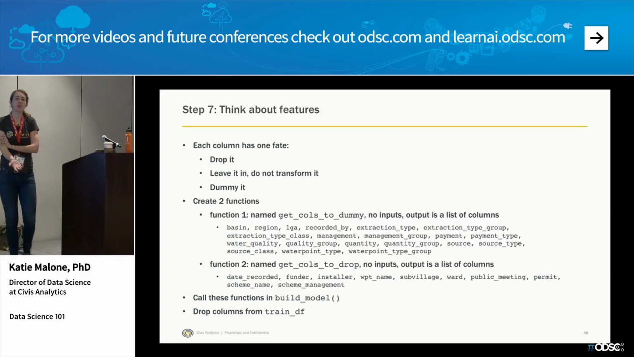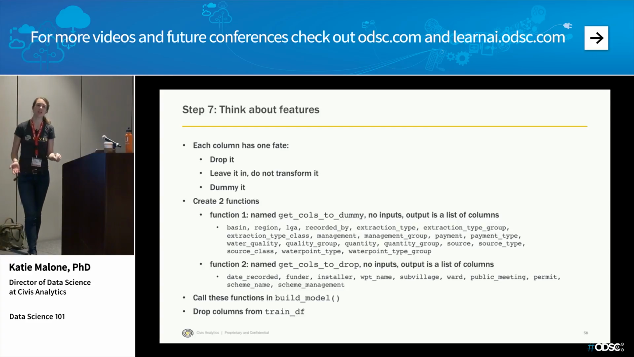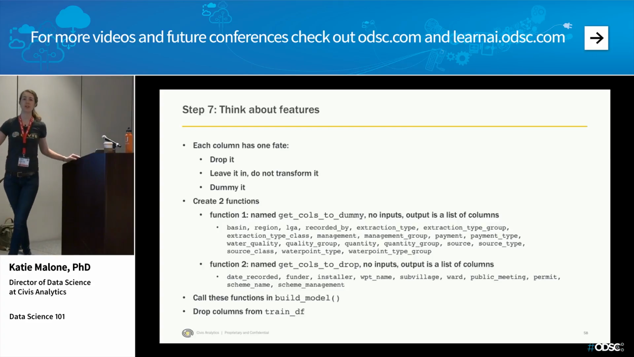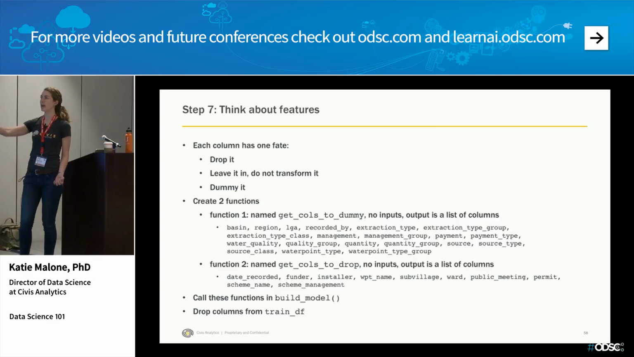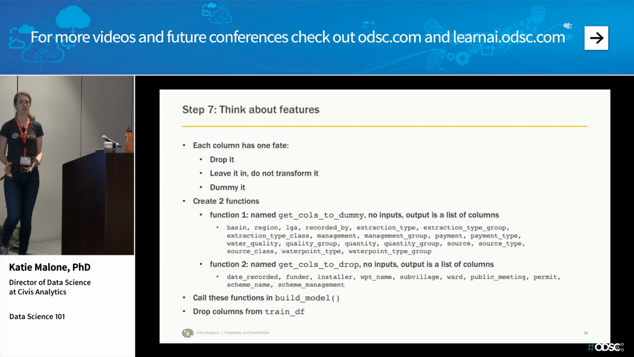So the first thing is I have to keep track of which column gets which treatment. And in a perfect world, a good way to do this is to have some kind of configuration file that drives the whole modeling pipeline. And in that configuration file, you can say which column gets which fate. I didn't have the time in this talk to go full-blown configuration file. But what I have done instead is I've created a couple of special functions in my workflow where I define what are the columns that get dropped and what are the columns that get dummied.